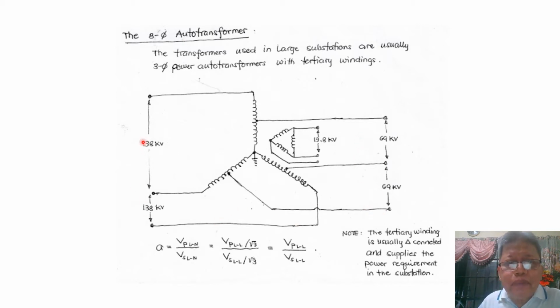For example, the primary voltage line to line is 138 kV, then the secondary voltage is 69 kV. Now in this case we have a tertiary winding which is different, or not part of the main windings of our three-phase auto transformer. The third winding is connected delta, and its voltage is 13.8 kV.